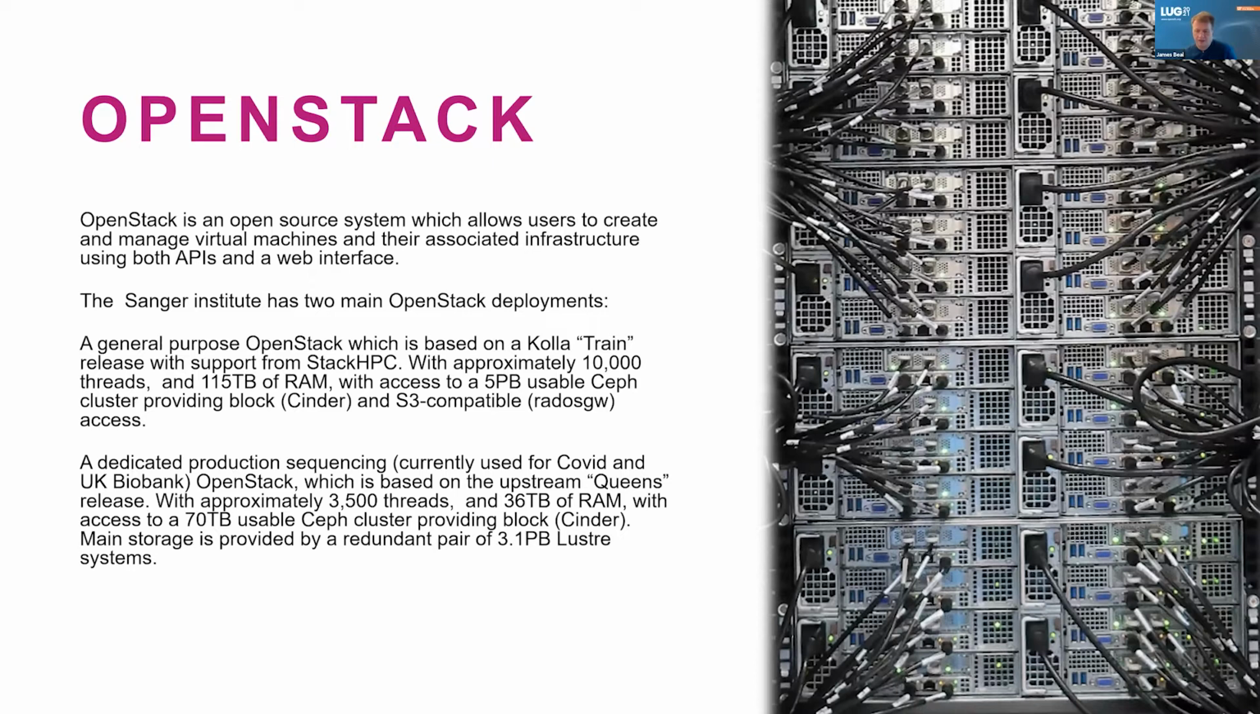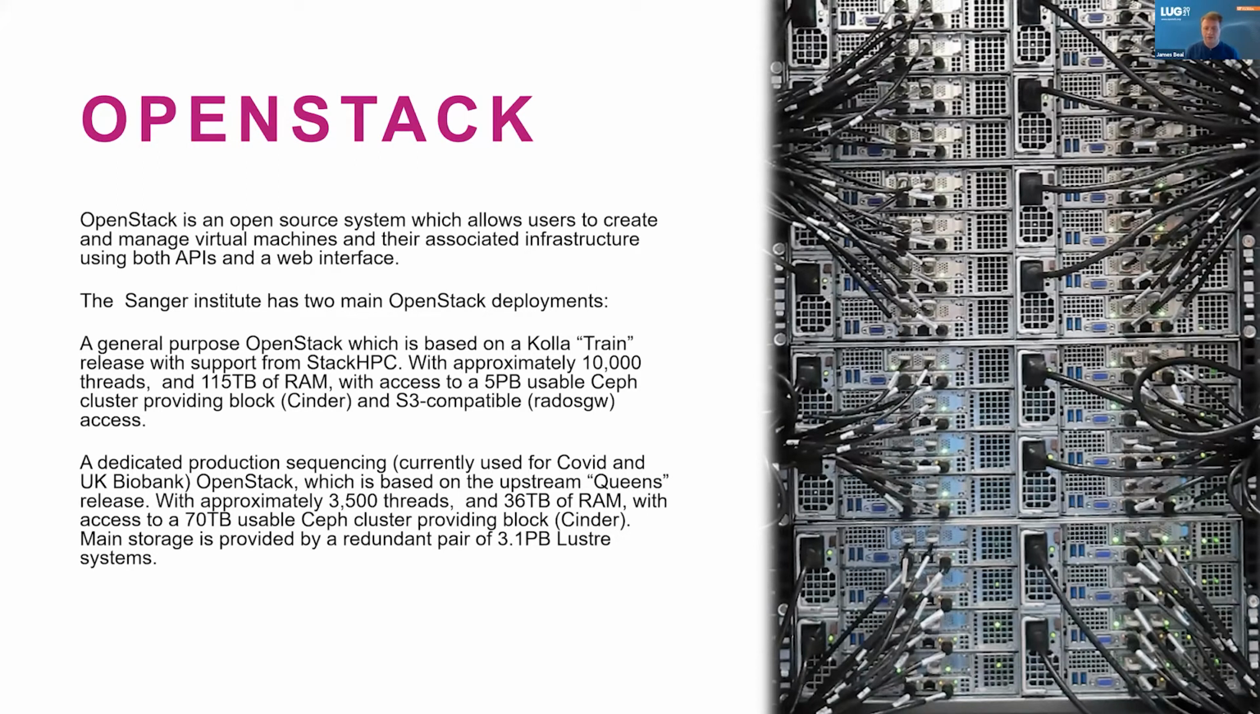It consists of 3,500 cores of compute with 36 terabytes of RAM and 70 terabytes of Ceph for block and image storage. The primary storage is provided by a redundant pair of 3 petabyte Lustre systems. Our main OpenStack instance has 10,000 cores and 115 terabytes of RAM, which is used for research and for faculty sequencing work. We have 5 petabytes of usable Ceph presented both as block and as an S3 compatible system. Faculty sequencing is supported by a single 3 petabyte Lustre system. This system was upgraded last year and access since then has been via secure Lustre. This file system is also supporting access from traditional batch compute.